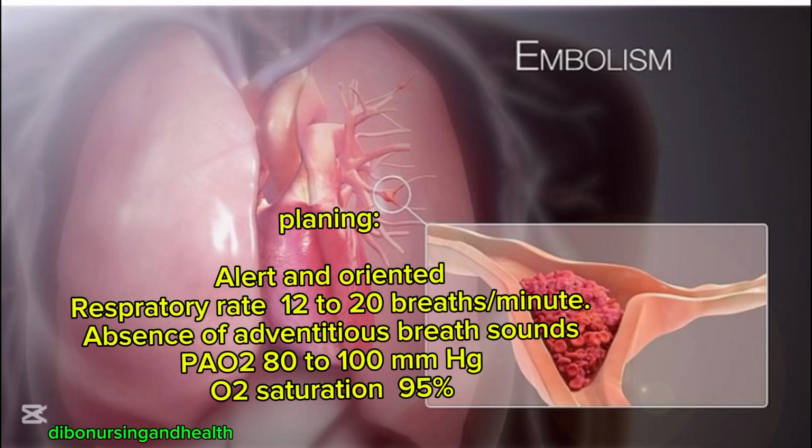Planning: alert and oriented, respiratory rate 12 to 20 breaths a minute, absence of adventitious breath sounds. PaO2 80 to 100 mm Hg. O2 saturation 95%.